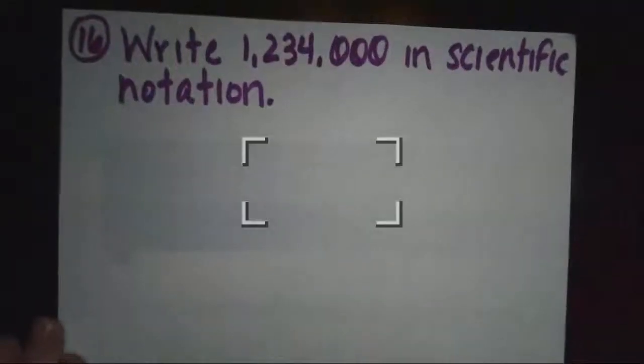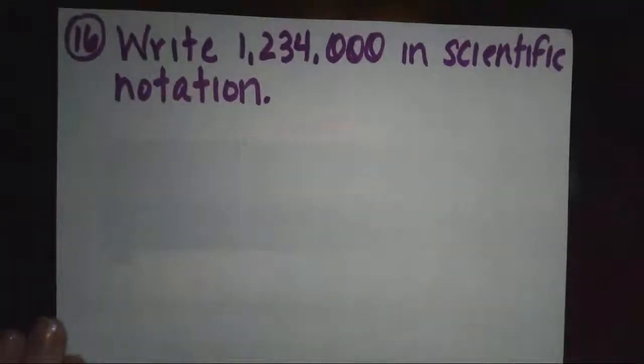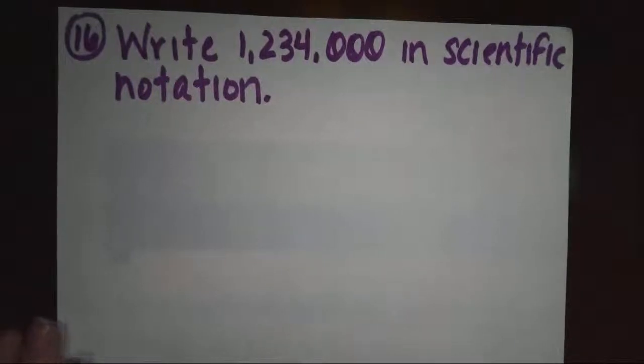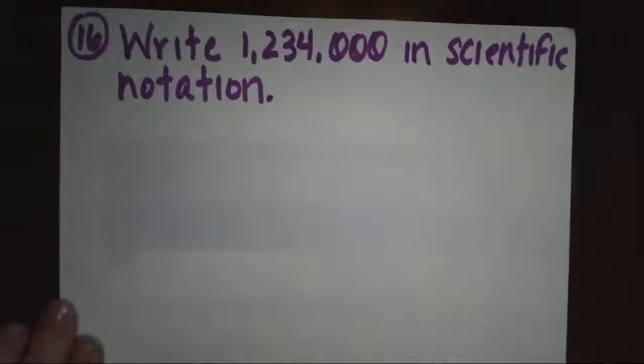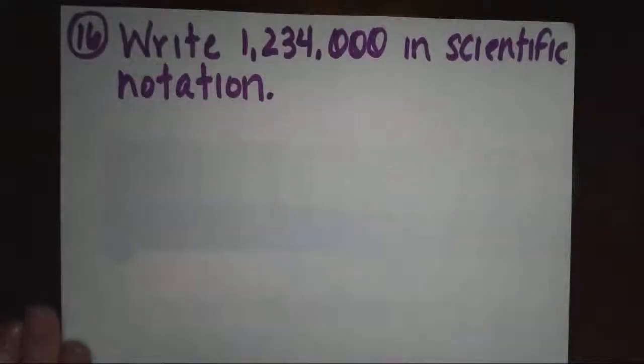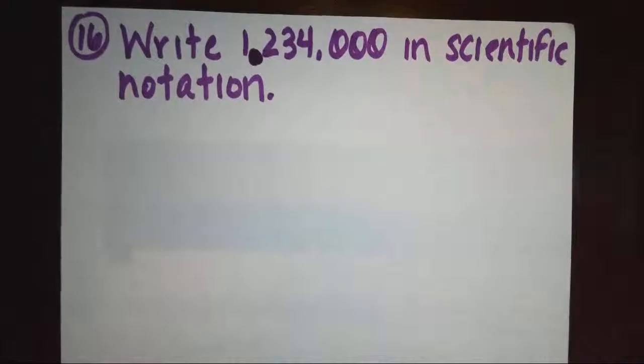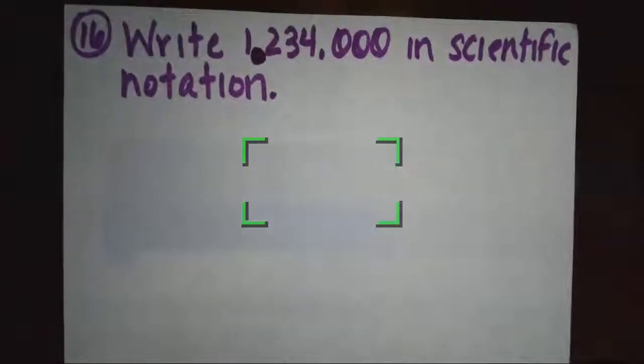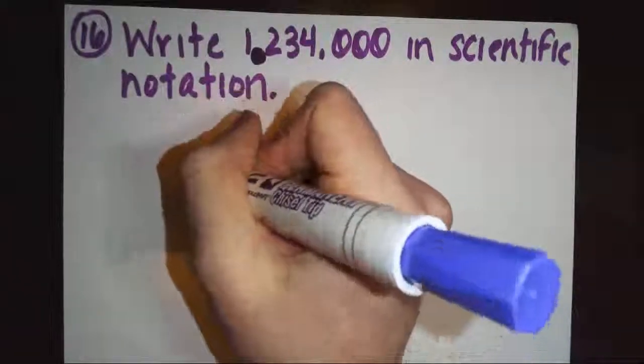Now let's look at just writing a number in scientific notation, and this is number 16 on your study guide. We just want to write this number in scientific notation. So the way we do that is we look at our number and say, where can we put a decimal point so that that number will be between 1 and 10? So I know that if I put my decimal point right here after the 1, I'll have 1.234, and that will give me a number between 1 and 10.